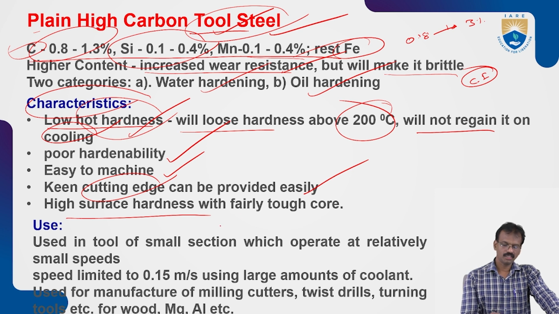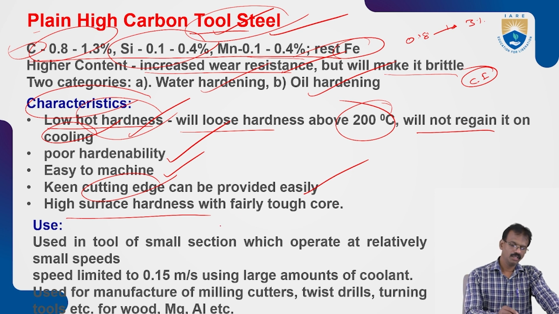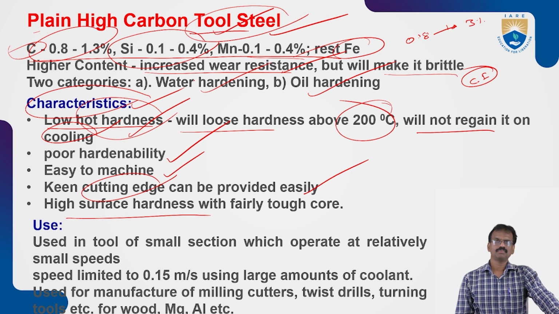So its surface hardness is very high. So these are the main characteristics of this material. Next, we'll see what are the different uses of this carbon tool steel.